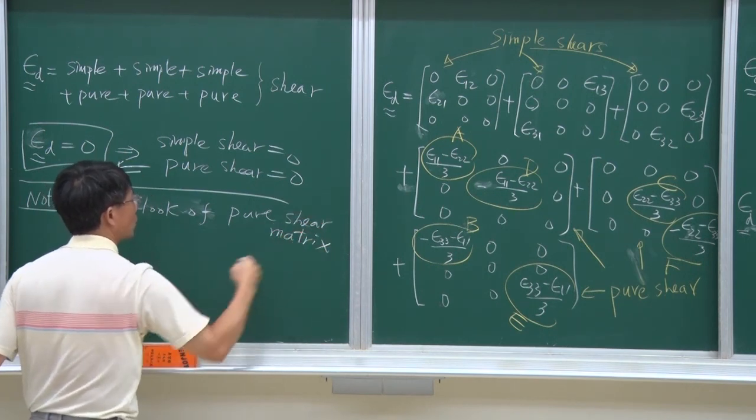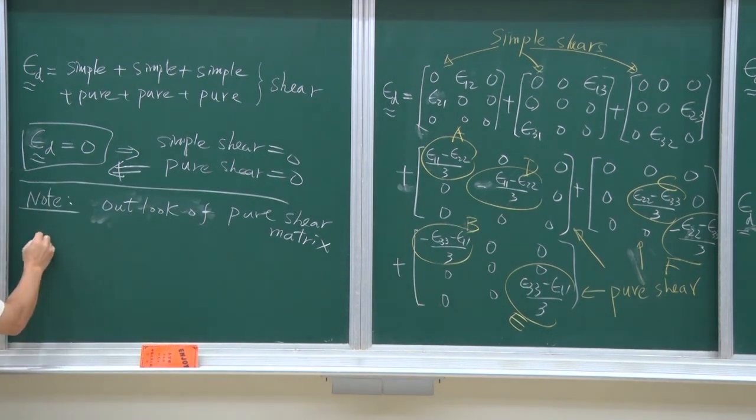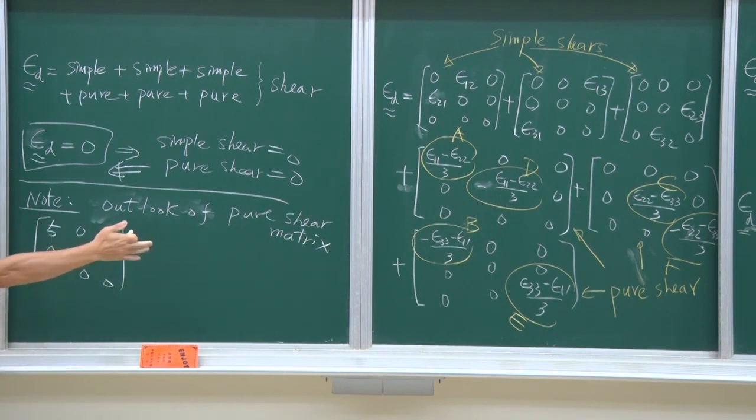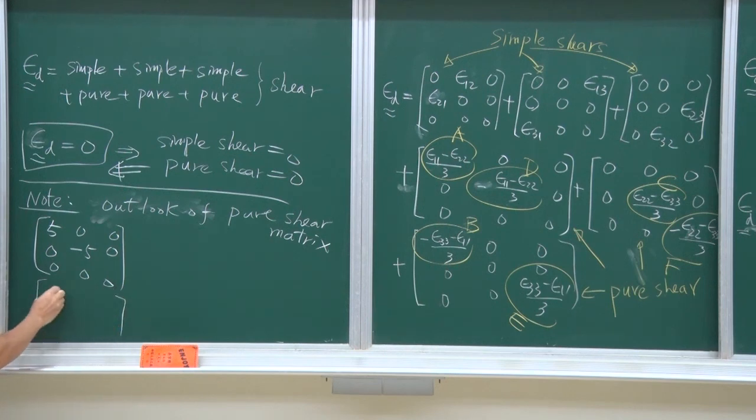What is the outlook of pure shear? When you are pure shear, the outlook is like this. You have 5 and then minus 5, something like this. Then it is pure shear because you have the shear in one direction extend, in the other direction contract, the same amount.